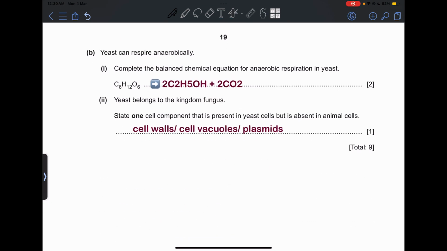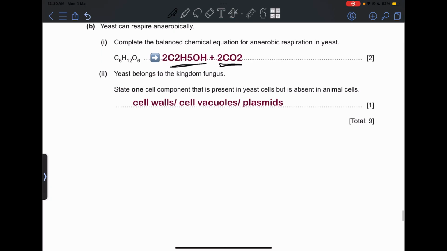Yeast can respire anaerobically. Complete the balanced chemical equation for the anaerobic respiration in yeast. Actually, this is the equation. From glucose, it is going to produce alcohol or ethanol, which is this formula, and then it will produce carbon dioxide. Yeast belongs to the kingdom fungus.